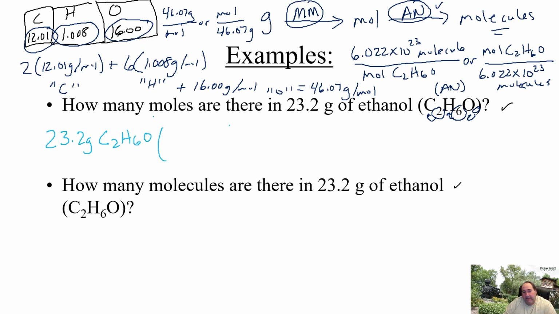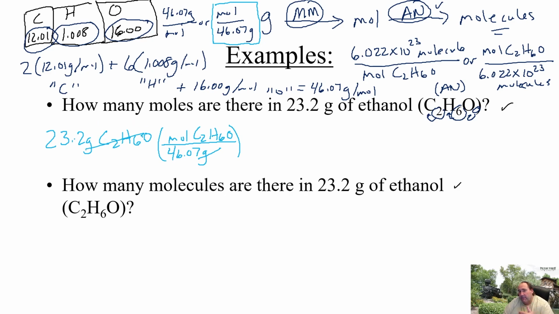Once again, setting up dimensional analysis, we see grams of ethanol are up on top, which means molar mass wise, we need to use the one where the grams are on the bottom so that everything cancels out correctly. So that's going to be 46.07 grams per mole ethanol, and the grams are going to cancel out.